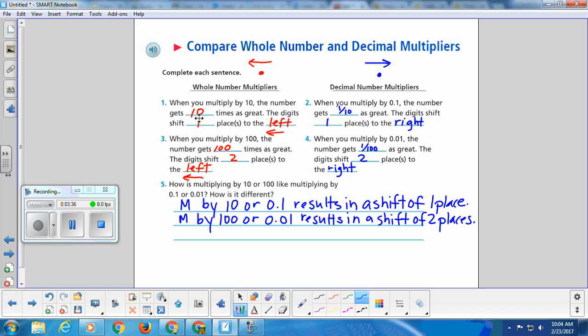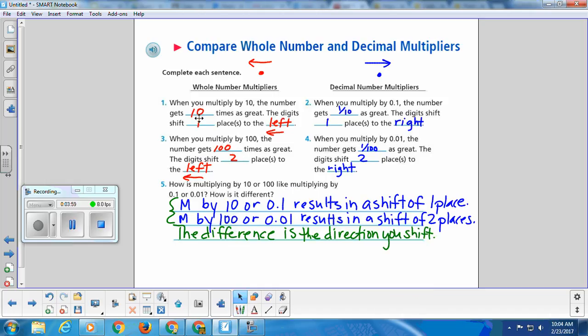The overall difference, and I'm going to write this in a different color because these are our similarities. Right here are our similarities. The difference is which direction you're doing that shift. The difference is the direction you shift. That should be no new knowledge. That should be all the same knowledge. It's just kind of a review.